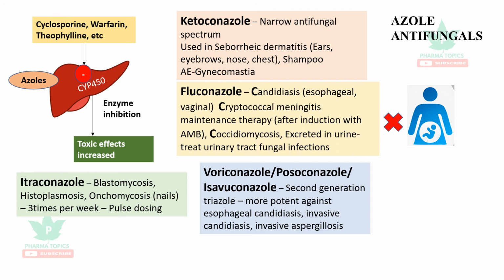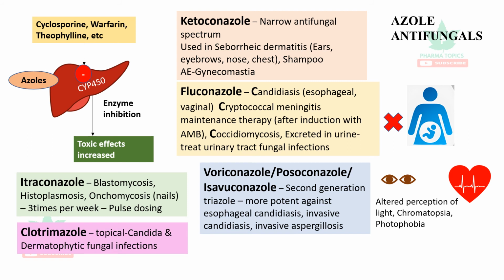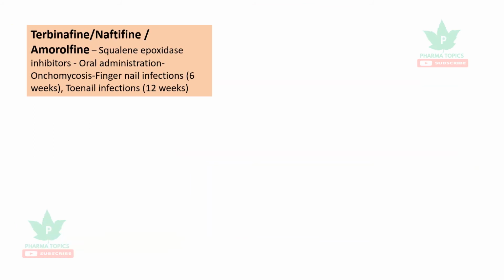You remember voriconazole, the letter starts with V. You remember the adverse effects. It causes visual disturbances, altered perception of light, chromatopsia, and photophobia. Chromatopsia is seeing different colors. Apart from this, it prolongs the QT interval, that is cardiotoxic. And the next azole which is important is clotrimazole, used topically for treatment of Candida infections and dermatophytic fungal infections.